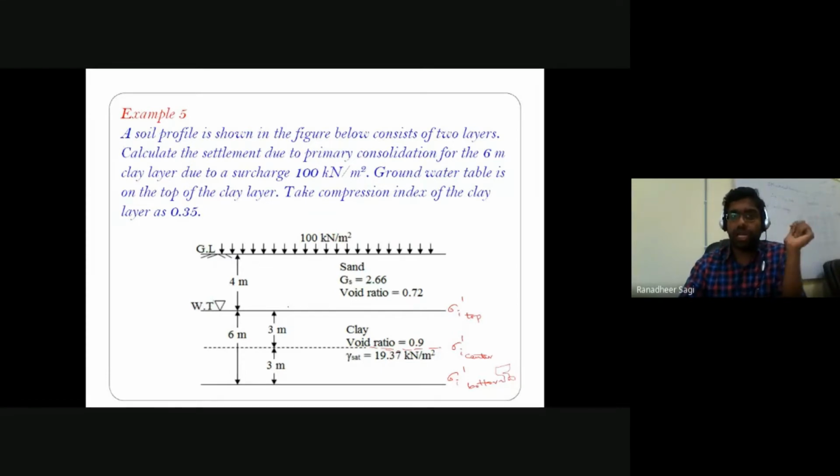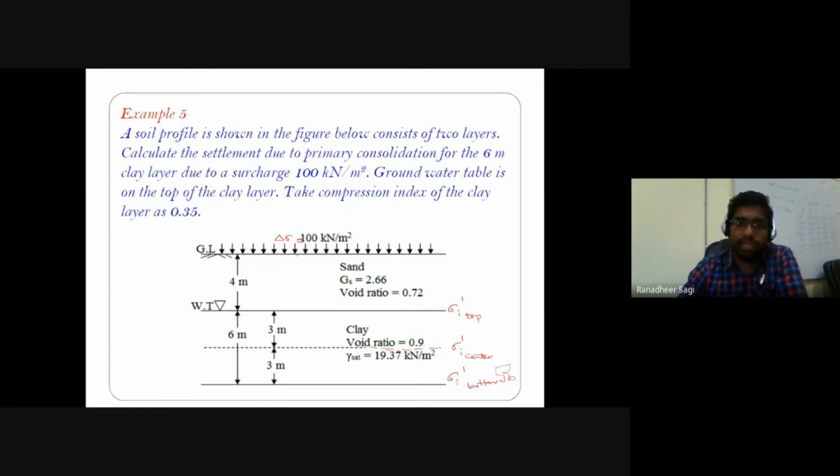Sir, how about that 100 kilonewton per meter square? 100 kilonewton per meter square is the increment in stress. Because of that increment in surcharge stress, consolidation is happening in the soil. So that is delta sigma. This 100 kilonewton per meter square is nothing but the increment in stress, which we call delta sigma.